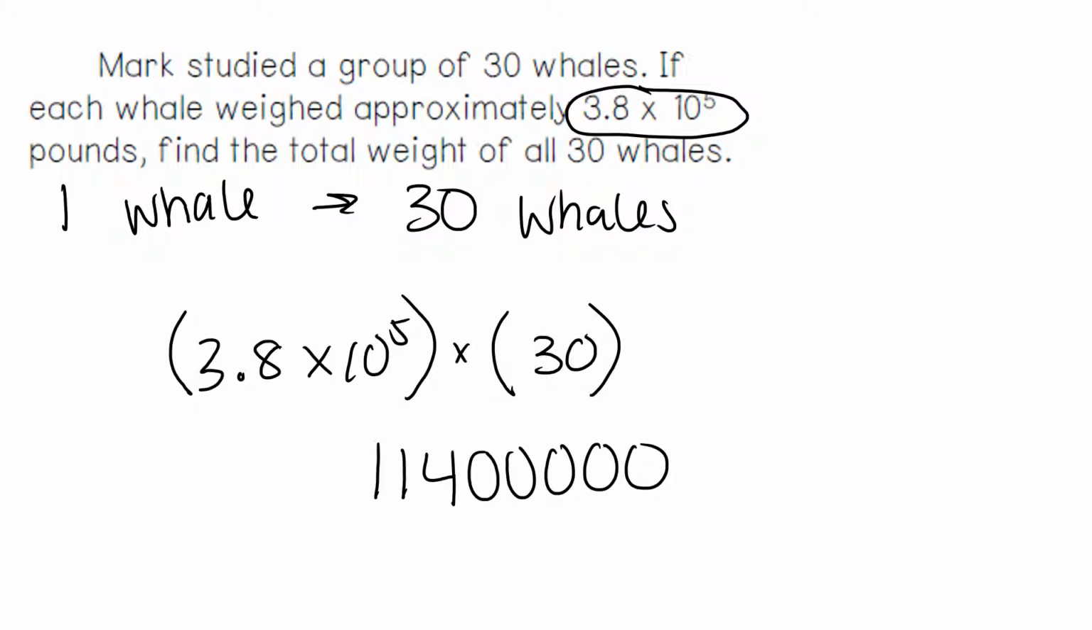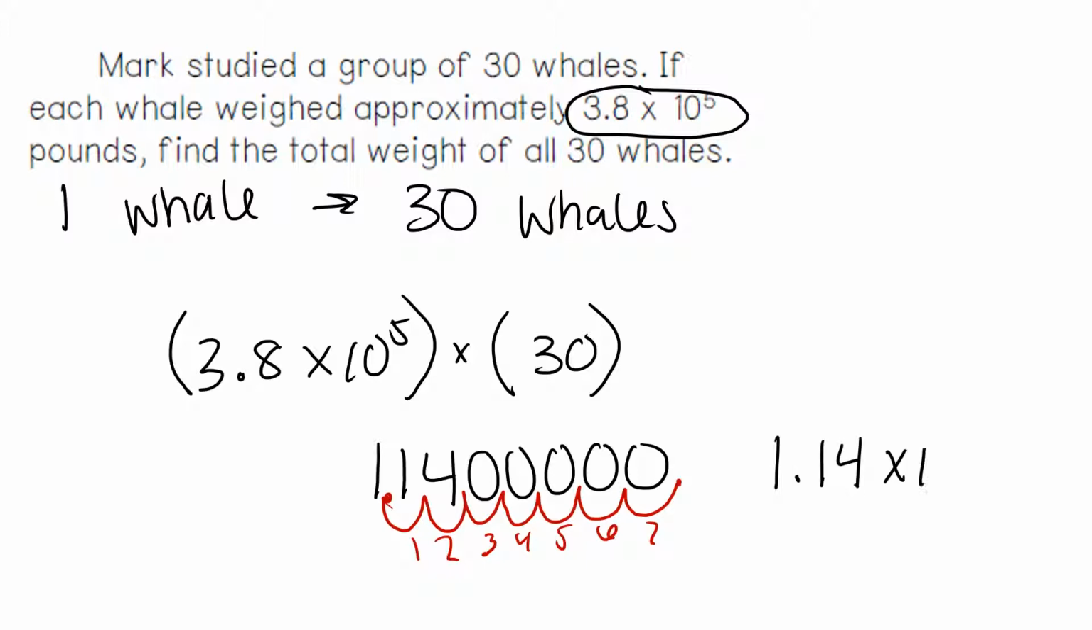This answer is not in scientific notation, so we have to take the decimal point that's at the end, and we're going to move it to the front behind the first number. So we have to move 1, 2, 3, 4, 5, 6, 7 place values. When we write the final answer, we write it as 1.14. We do not write the zeros. Times 10, always times 10, and raised to the 7th power.